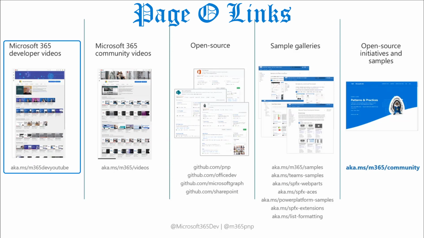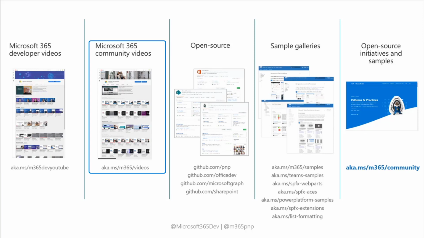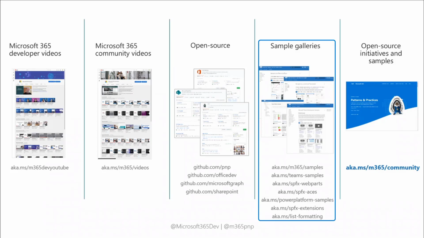Next up is our giant page of links. So we've got developer videos. Those are going to be topic-focused videos, so learning about different things: authentication, ACEs, SharePoint Framework, Microsoft Graph. Then we've got our community videos, which are the recordings of these calls. So this call, our other Thursday call, the Tuesday calls, all of our community calls and those sorts of things. As well, we've got a bunch of open source repositories, different organizations on GitHub there: PnP, Office Dev, Microsoft Graph, and SharePoint. And then tons and tons of great samples. These keep growing, which is really fantastic to see.